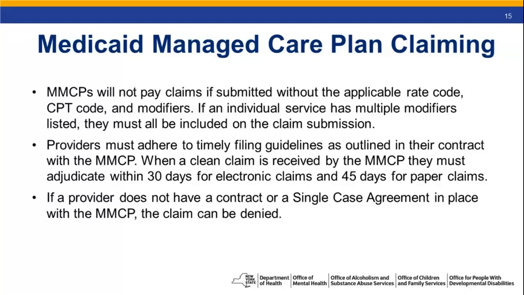Providers have to adhere to timely filing guidelines, and the plan also needs to adhere to timely paying guidelines. If the claim is submitted electronically, the plan is required to adjudicate it within 30 days, and if it's submitted on paper, within 45 days. Obviously, if there are errors in the claim, that will take a little bit longer. If the provider does not have a contract or a single case agreement in place with the plan at the time the service is delivered, the claim can be denied.